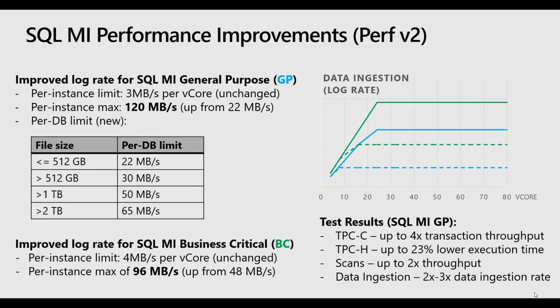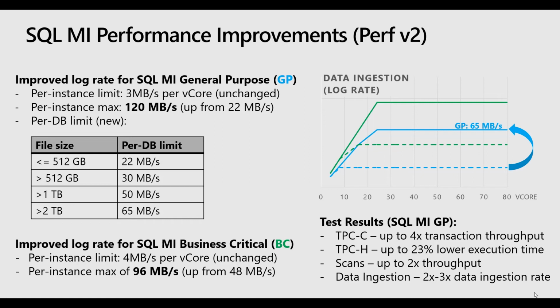However, there are also per database limits. Those used to be 22 megabytes per second in all cases for the general purpose tier. Now we were also able to dramatically increase these log rates on the database level. So for the largest file sizes, bigger than 2 terabytes, it's now as much as 65 megabytes per second, as you can see on the chart.